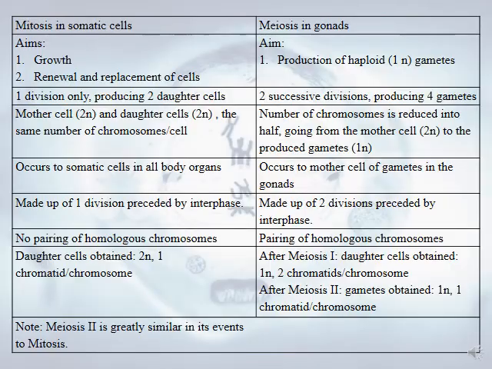Let's move to this very important table showing the comparison between mitosis and meiosis. Mitosis always takes place in somatic cells. It occurs only in somatic cells, while meiosis occurs in the gonads. Mitosis aims for the growth or the renewal and replacement of cells. For meiosis, it's the production of haploid 1N gametes.